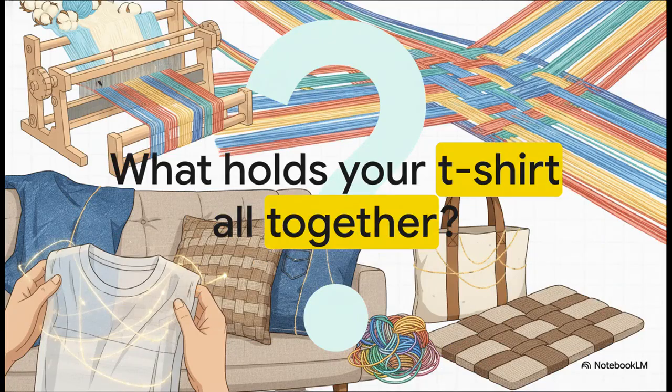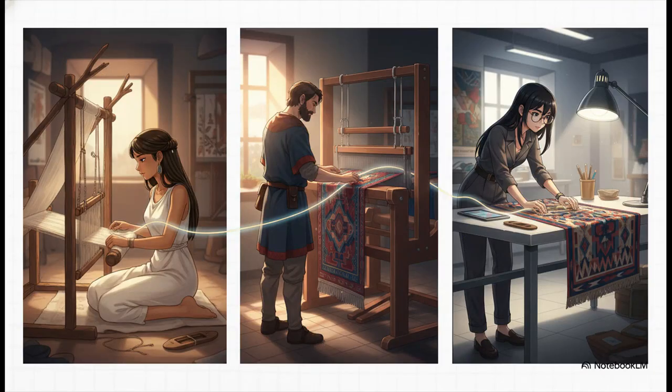I mean, really think about it. That t-shirt, your jeans, the couch you're sitting on, what is the invisible logic that stops all of that from just being a big old pile of threads? Well, it's not magic, I promise. It's actually this beautifully simple system, a kind of code that's been perfected over thousands of years. And the cool part is, once you learn to see it, you will start seeing it absolutely everywhere.